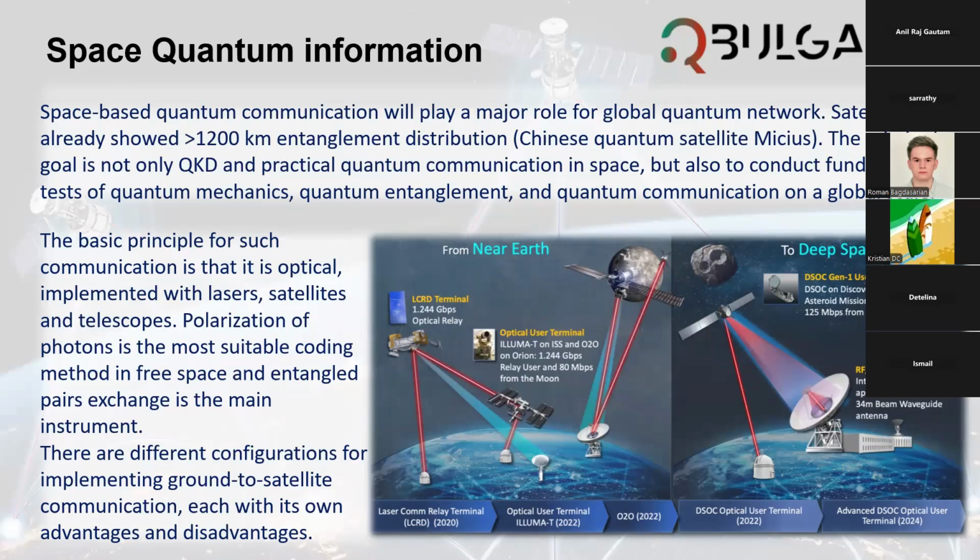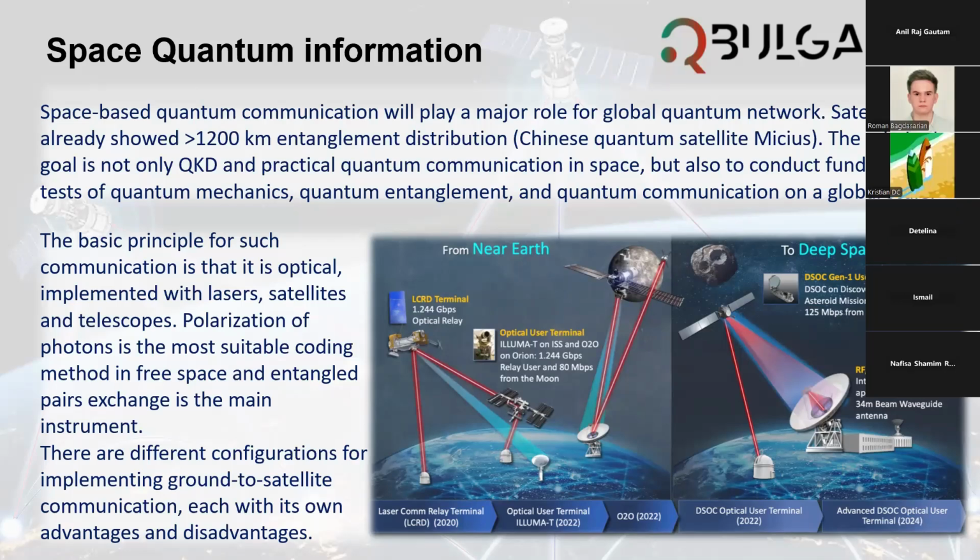And we go to space quantum communication. Why space? Because space-based quantum communication has actually already shown us more than 1,200 kilometers of entanglement distribution. This was done by the Chinese quantum satellite Micius. A lot of satellites are now in space for such experiments and keep going. But this mission's goal is not only quantum key distribution and practical quantum communication in space, but also to conduct fundamental tests in quantum mechanics, quantum entanglement, and quantum communication on a global scale.